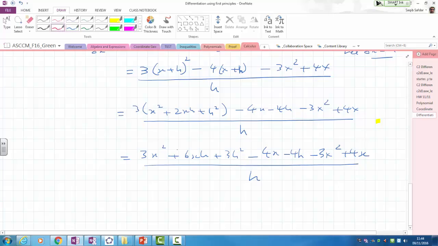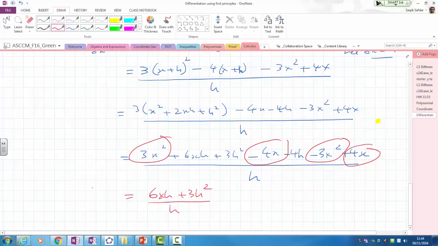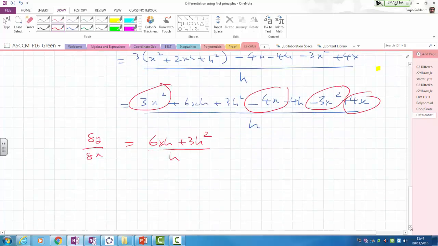Right. If we then cancel out, the 3x squared and the 3x squared cancel. The 4x here cancels with this 4x. And we're left with 6xh plus 3h squared, minus 4h, all divided by h, which is your change in y over change in x. You missed the 4. Sorry? Minus 4h.